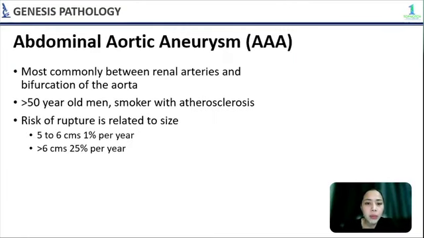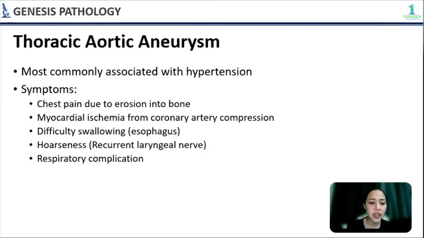So again, abdominal aortic aneurysm is usually related to atherosclerosis, and it is usually found between the renal arteries and the bifurcation of the aorta. The typical patient is a male, smoker, and older than 50. The risk of rupture is related to size. The bigger the aneurysm, the bigger the chance of rupture. Thoracic aortic aneurysms are most commonly associated with hypertension.